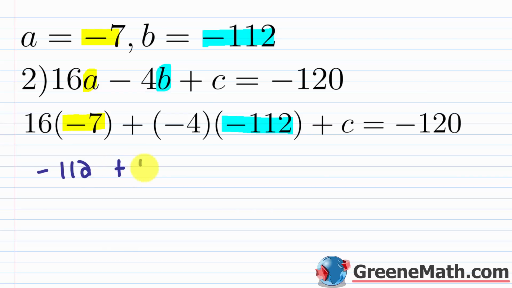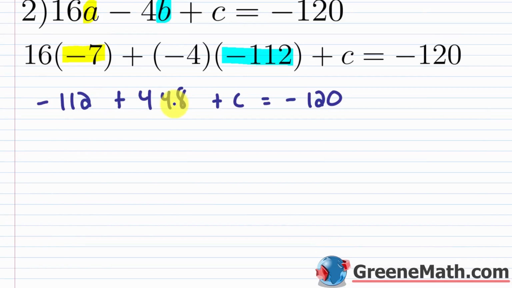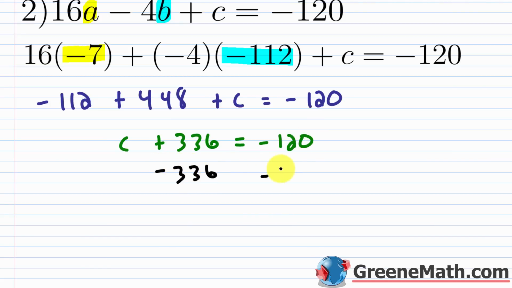So let me go plus 448, and then plus c is equal to -120. So -112 plus 448, that's going to be 336. So let me write c plus 336 is equal to -120, and let's subtract 336 away from each side of the equation. So this would cancel, and we're going to end up with c is equal to -120 minus 336, that's -456. So this is your c value here.